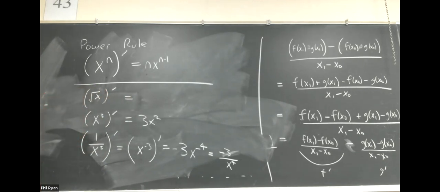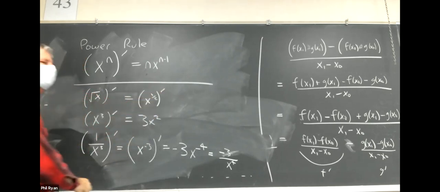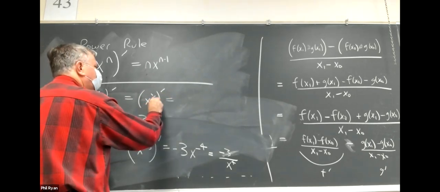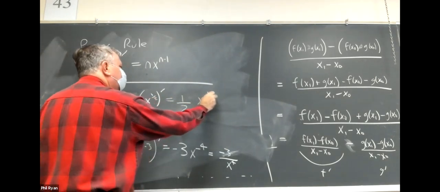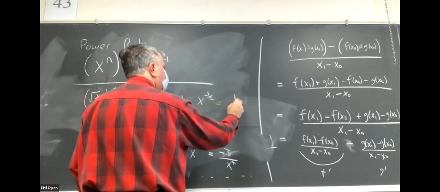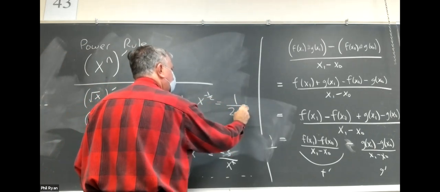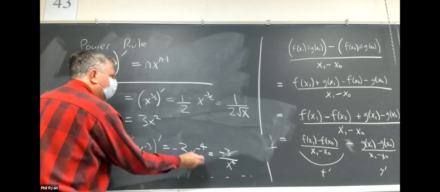Derivative of square root of x. Again, we can write the square root of x as a power. That's x to the 1/2. Okay. Down comes the power, and we subtract 1 from the power. And that's the same thing as that. Although if you're doing a homework answer, this is good enough.